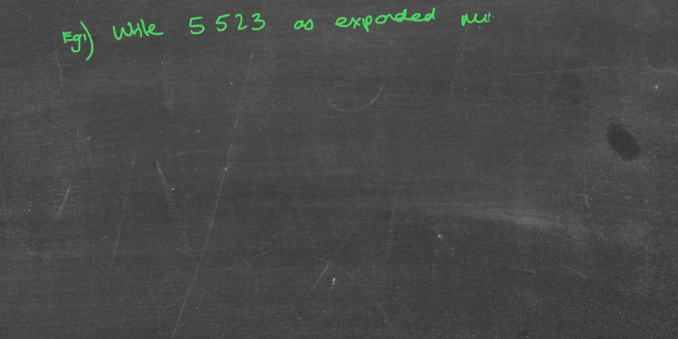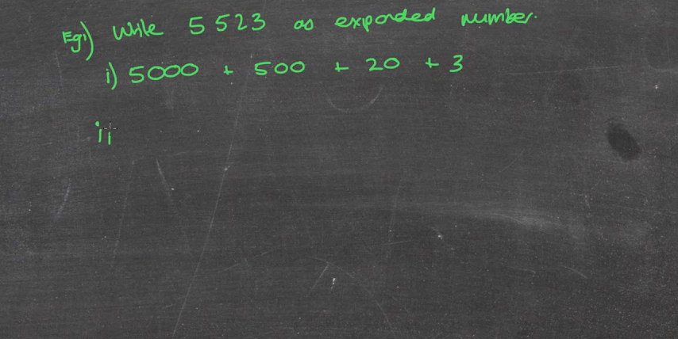So what type of questions can we get? Okay, they're pretty basic questions. They might ask you, for example, to write 5,523 as an expanded number or in expanded notation. So what that would read as is either one of the two following: 5,000 plus 500 plus 20 plus 3.